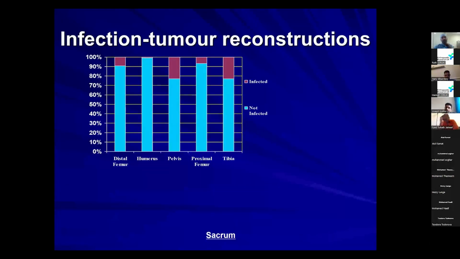Infection does seem to be a problem, especially around the pelvis. You've got a 20% infection rate. In the upper limb, not so much. The humerus seems to fare much better, probably because of better blood supply.